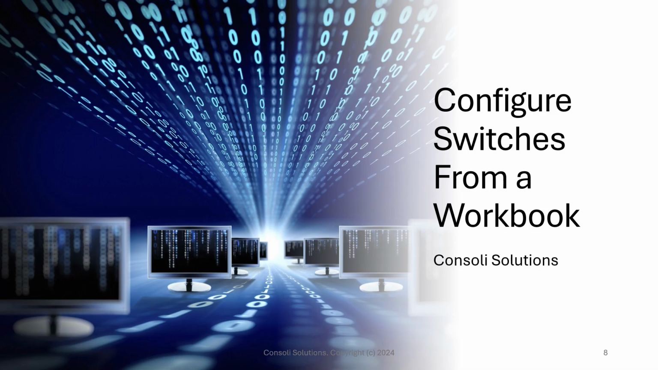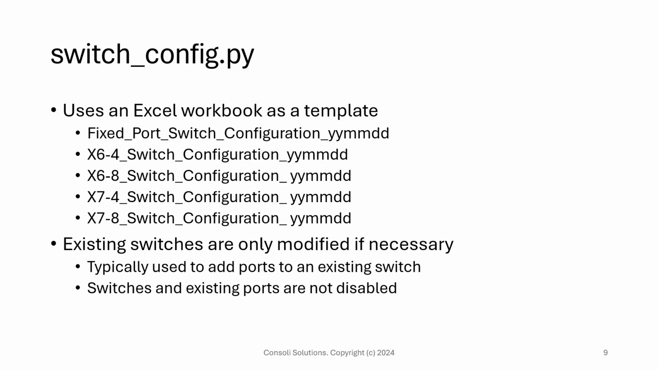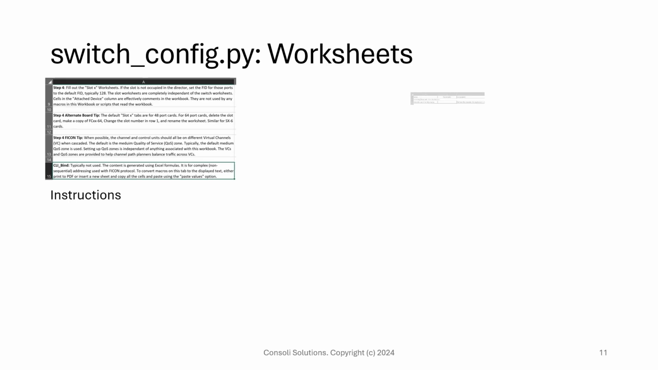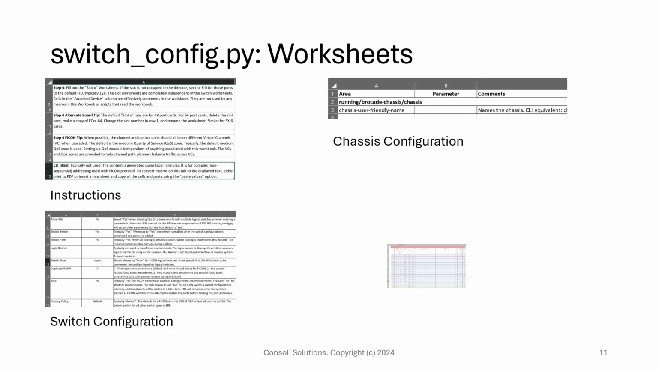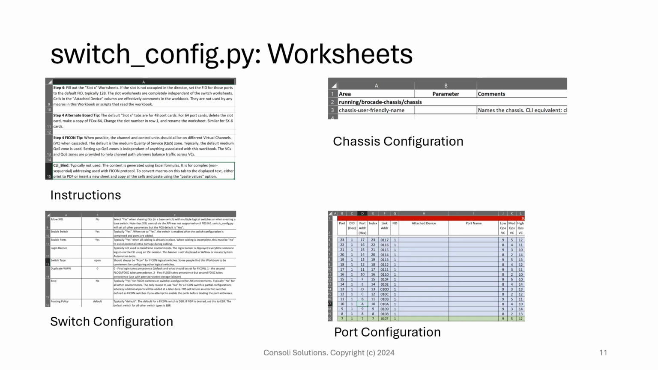There is also a script to configure switches from a workbook. These workbook templates are in the Brocade REST API applications folder. Copy the one that matches the switch type that you want to configure. Editing these workbooks is covered on the subsequent slides. There's an instructions worksheet, a chassis configuration worksheet, a switch configuration worksheet, which can be copied when creating multiple logical switches, and a port configuration worksheet.